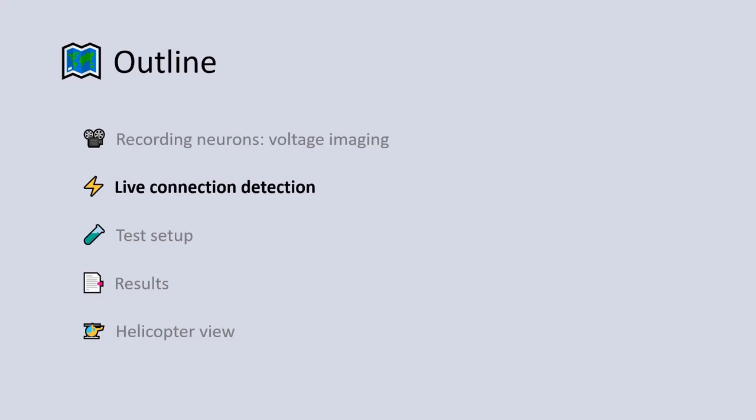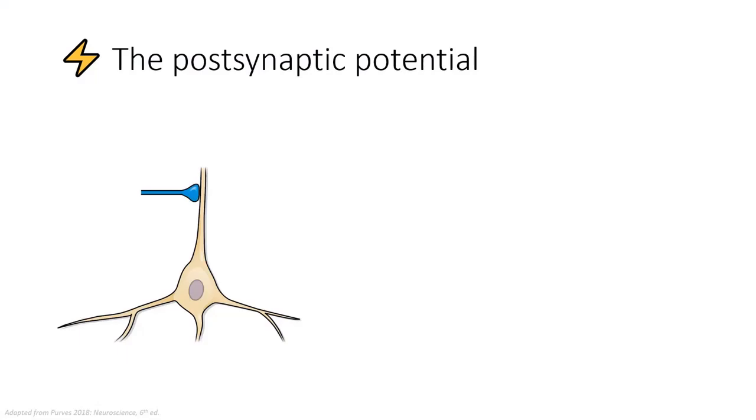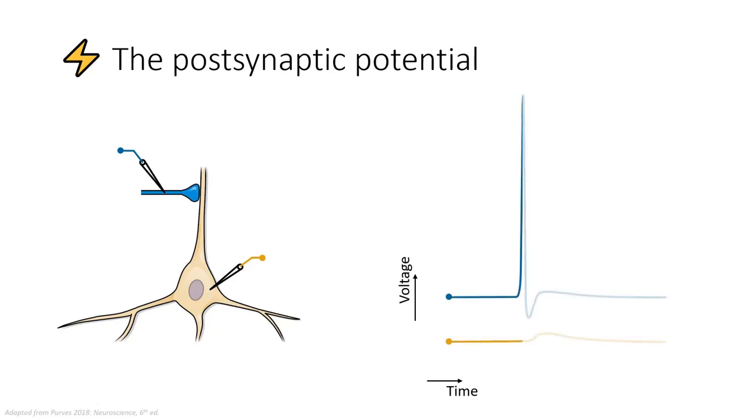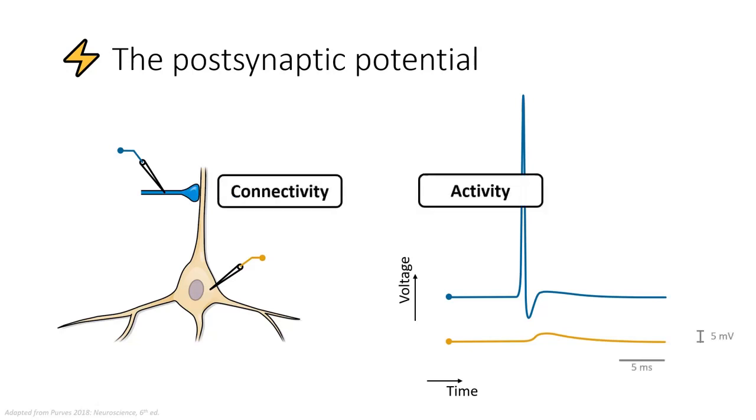Well, first, let's go back to the basics. Take two connected neurons. Measure the voltage in either. When the presynaptic neuron sends a spike, you'll see something like this. A tiny voltage bump in the other neuron, the postsynaptic potential. So there's this causal relationship between, on the one hand, two neurons being connected, and on the other hand, the spikes of one being followed by a little voltage bump in the other.